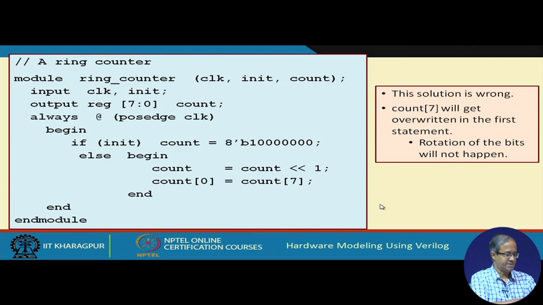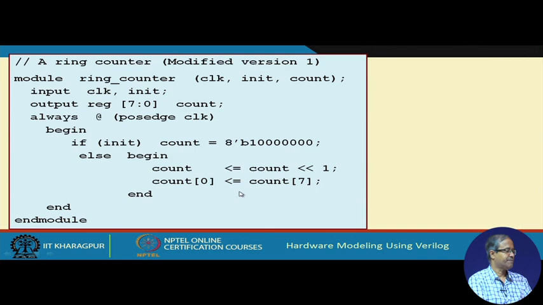So, as I said, this solution is wrong, this count 7 will get overwritten in the first statement itself, it will become 0 and the rotation will not happen. So, how can I rectify this error? It is very easy, I change the blocking to non-blocking. See here what will happen, here we are doing the same thing, but we are using a non-blocking assignment, let us see what will happen.